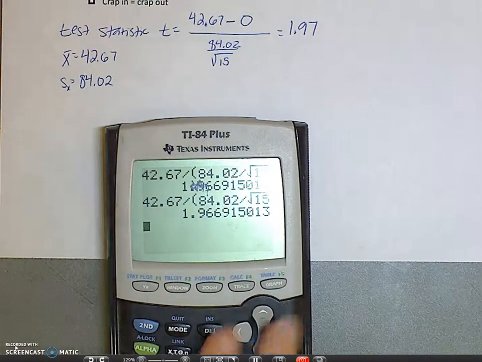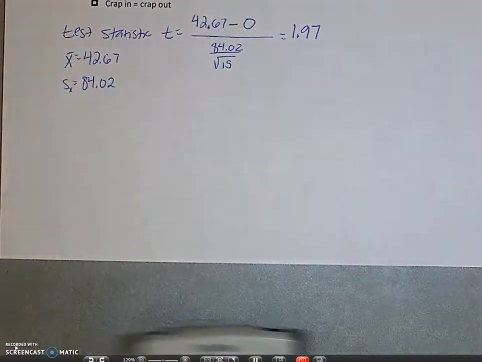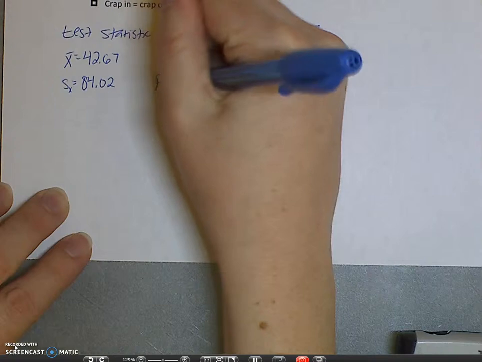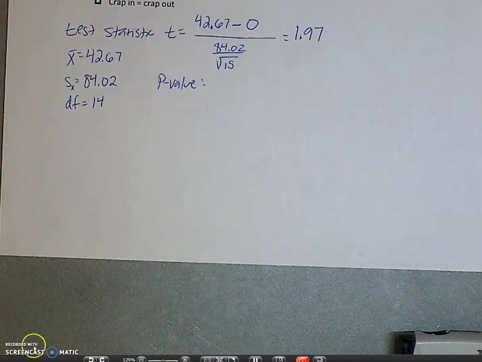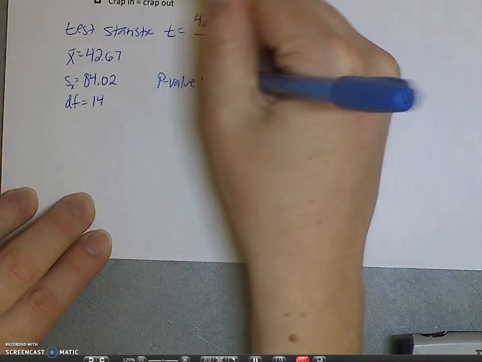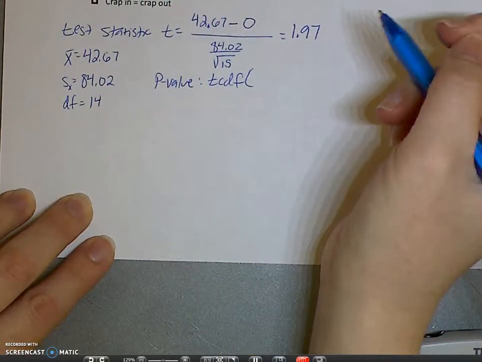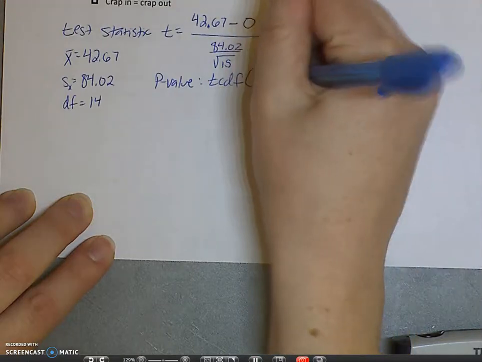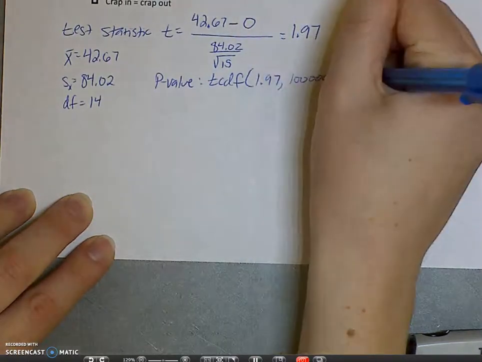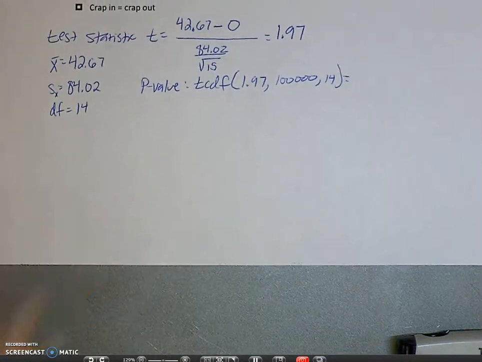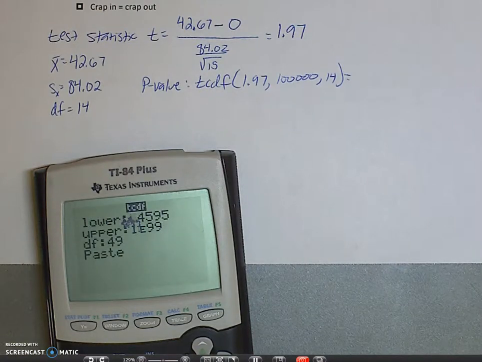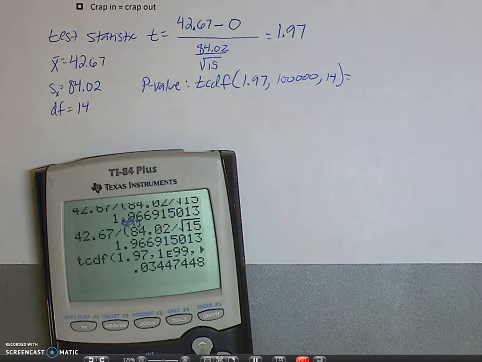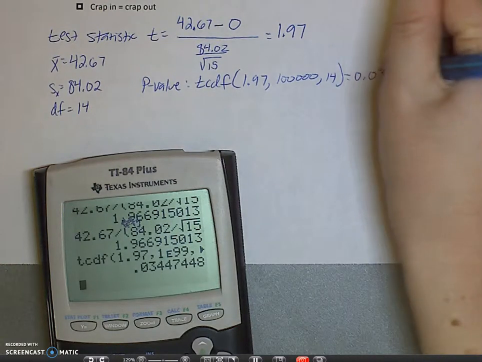Okay, so then I need to find my p-value. So using my degrees of freedom here would be 14, right? We're still using t-procedures. So I would use tcdf. This is a greater than problem, so 1.97 would be my lower number, and some big number there. So go ahead and do tcdf in my calculator. Lower is 1.97, big number there, 14. And we end up getting a p-value of 0.034.